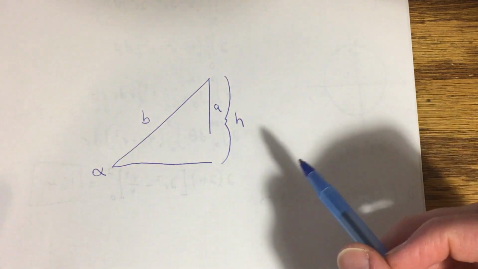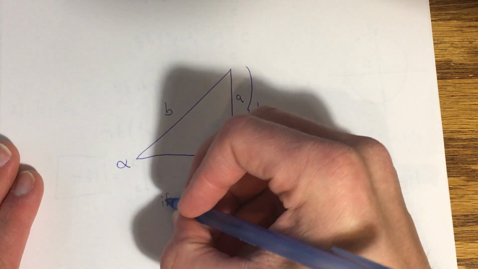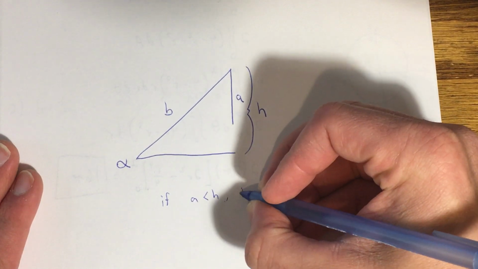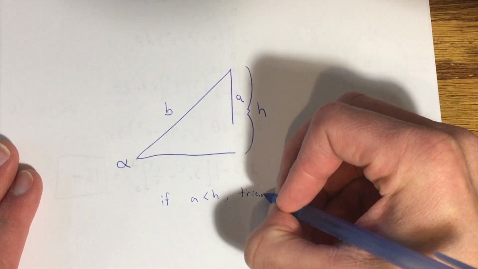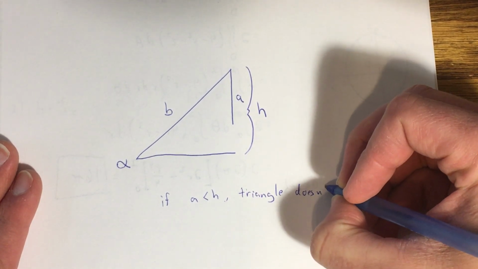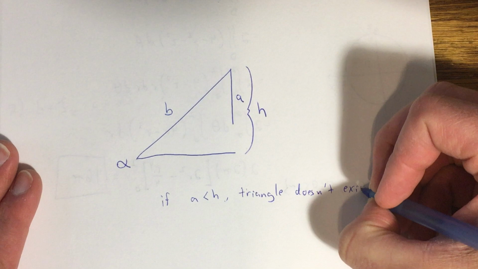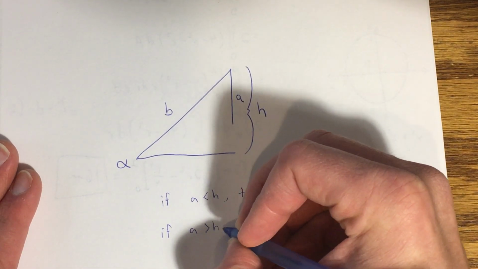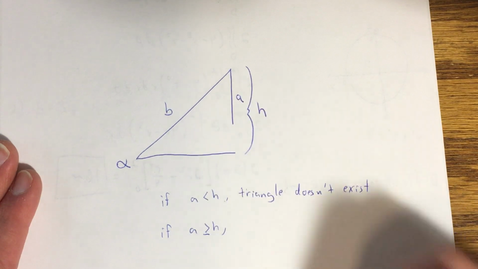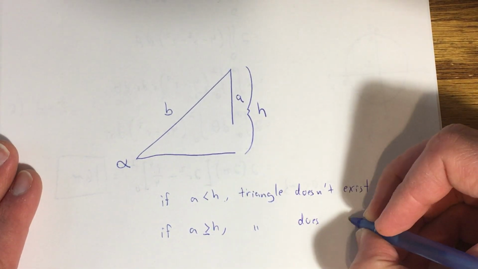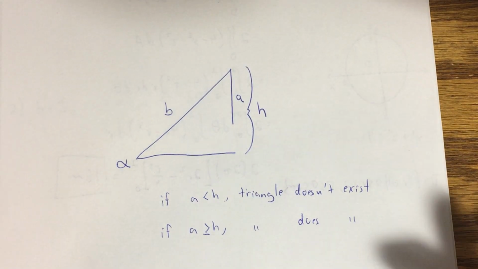So in a case like this, if A is less than h, the triangle doesn't exist. But if A is greater than or equal to h, because it could equal h, then the triangle does exist. That's our test.